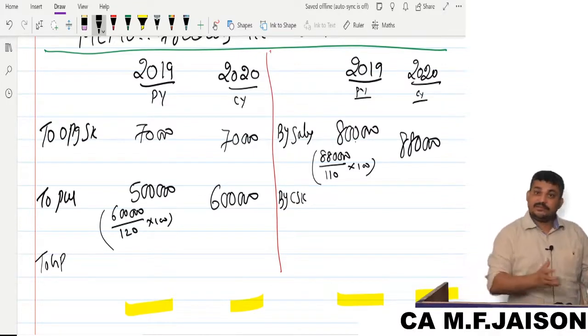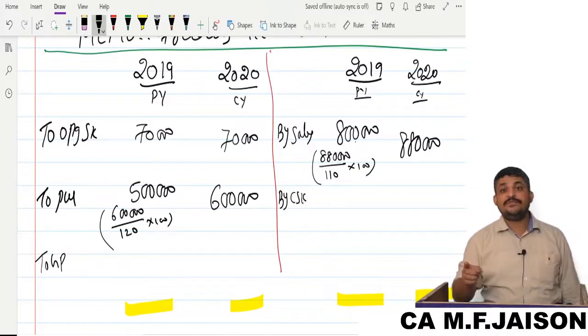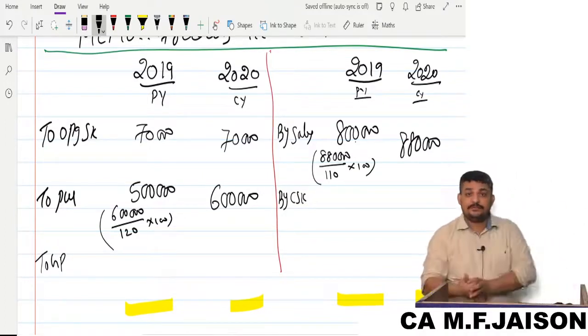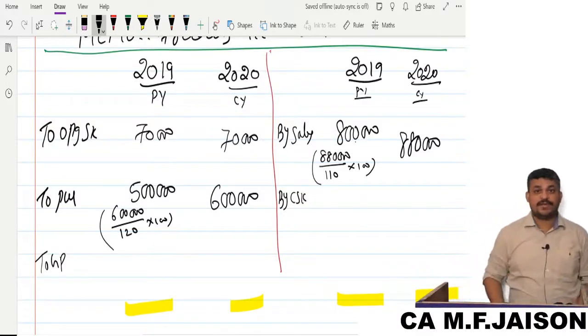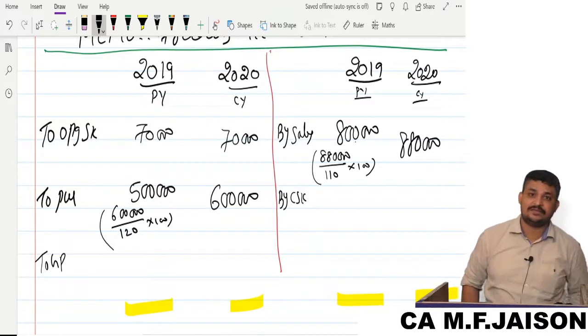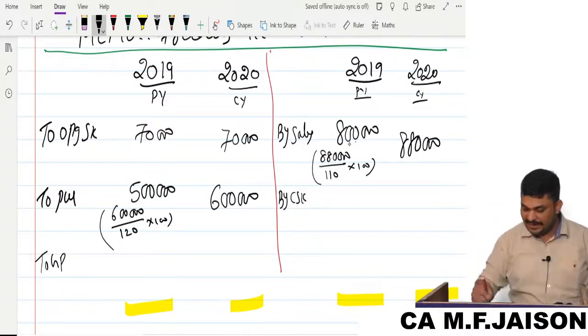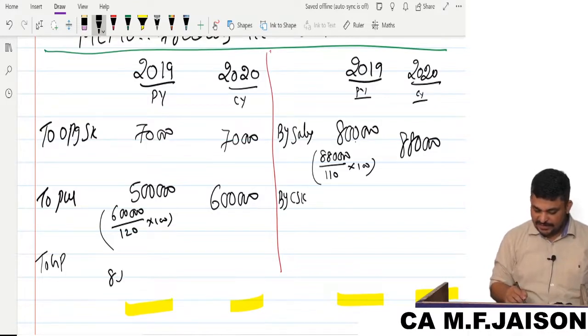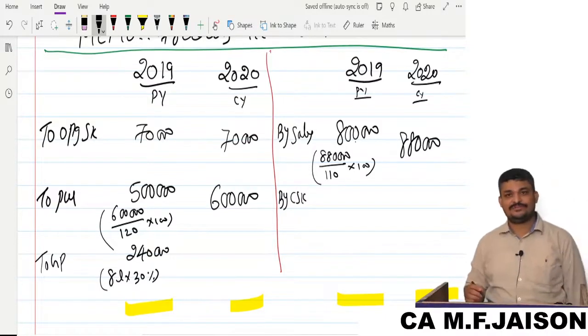The GPR of 19 can be applied if everything is in 19 price. What we told is that the 19 order GPR we can't apply because the price increased. Now everything is converted into 19 order price, so we can apply the 19 order GPR. What is the 19 GPR? 30%. So I will apply 8 lakhs into 30%. It is 8 lakhs into 30%, which is 2,40,000.